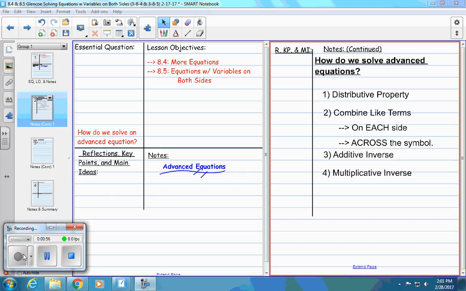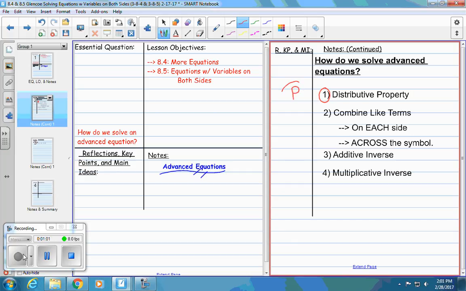The first thing we're going to do is the distributive property. And I'm going to use the letter P anytime I use the distributive property for the parentheses that may be there. Then we have combining like terms. Now, most math teachers are only going to teach this as one step, but I've split it up into two separate pieces. You're going to do like terms on each side, then you're going to combine like terms across the symbol. Then we use our additive inverse, just like our two-step equations. And lastly, we're going to do our multiplicative inverse.